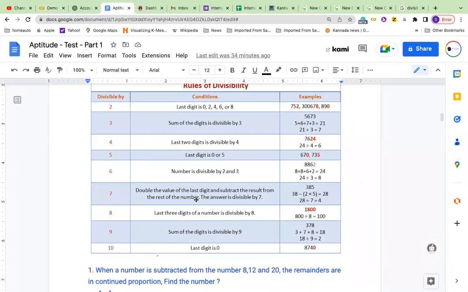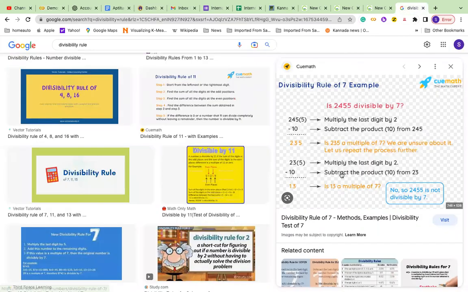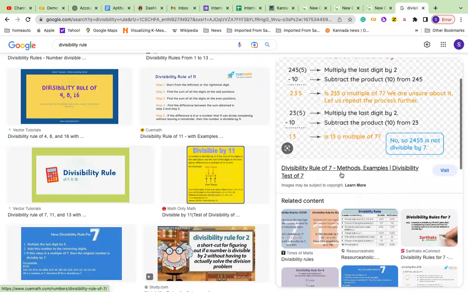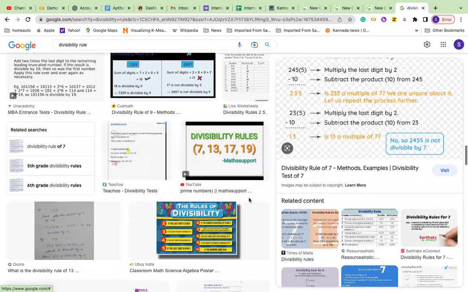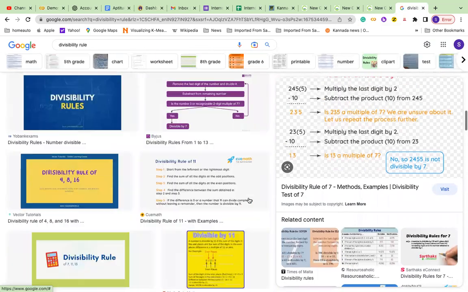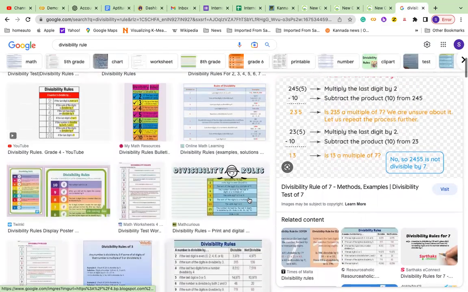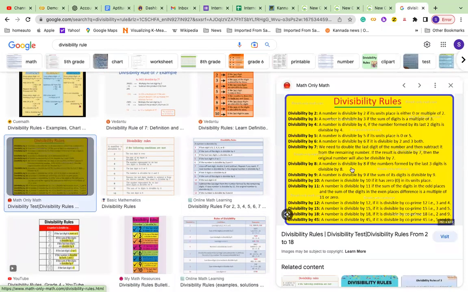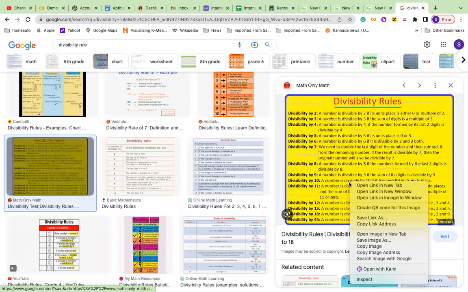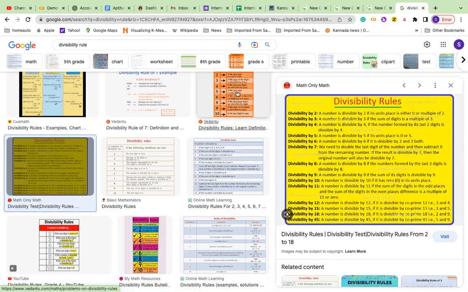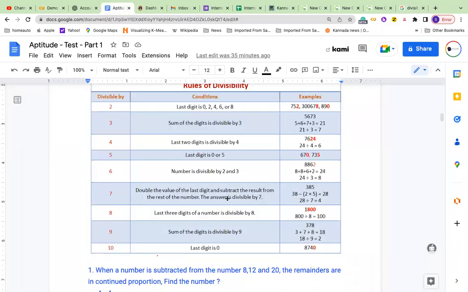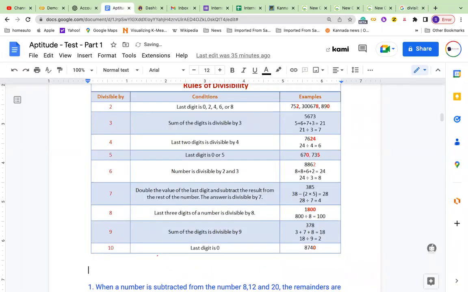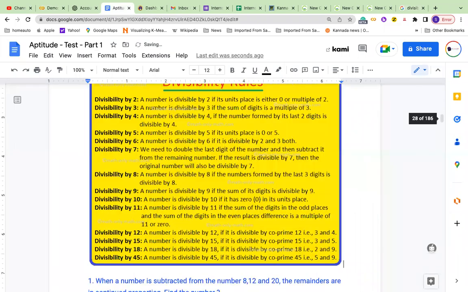Up to 11, let me check any other. So I will give you one more. Up to 25, there was one more, 45. So I will copy it here: 11, 12, 15, 18, and 45. So try to copy. You should write these methods by hand. Any doubts here?